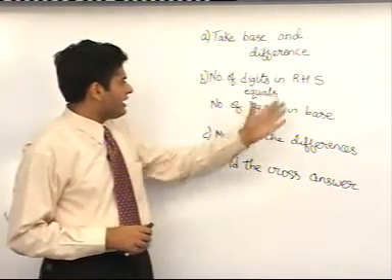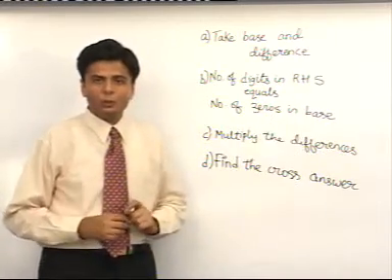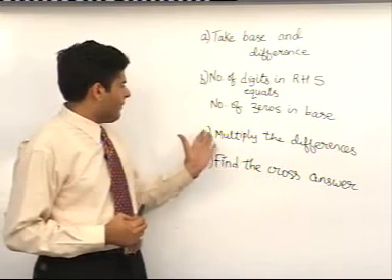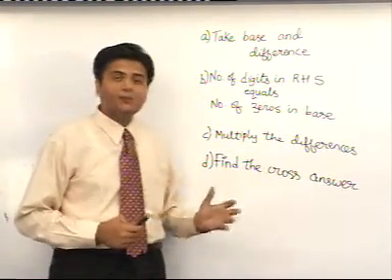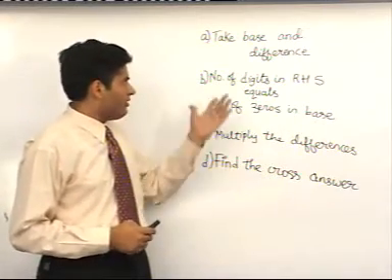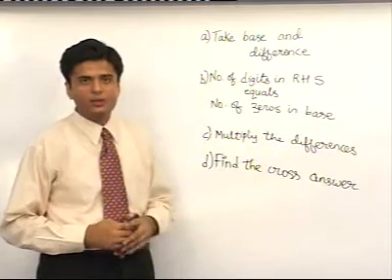Number of digits in right hand side equal to the number of zeros in the base. Answer we will get in 2 parts, left hand side and right hand side. Third is multiply the differences. Fourth step, find the cross answer. As we solve examples, all these steps will become evident. So I will simultaneously solve 2 examples and we will see how these steps come into play.